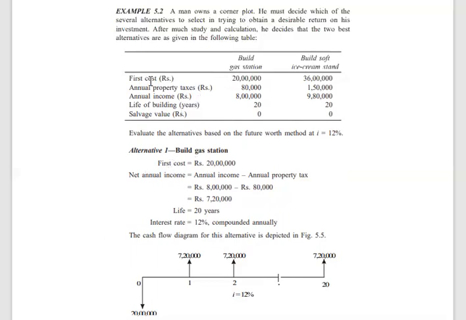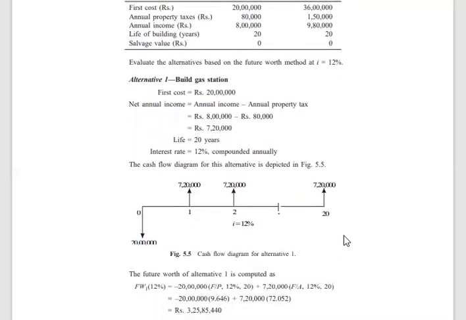Here the first cost is 20 lakhs for the gas station. The annual property tax is 80,000 and the annual income is 8 lakhs. For that you have to deduct the annual property tax from the annual income, and you will get an amount of 7 lakhs 20,000 rupees. Also they have given the life of the building as 20 years, and the interest rate of 12 percent compounded annually. So that is an annual pattern.